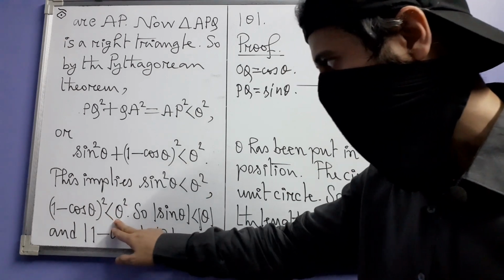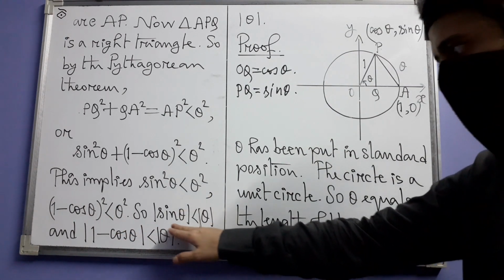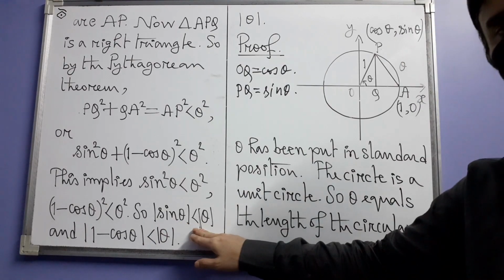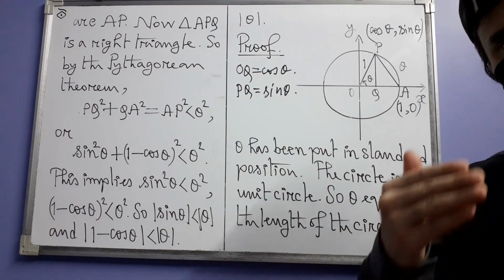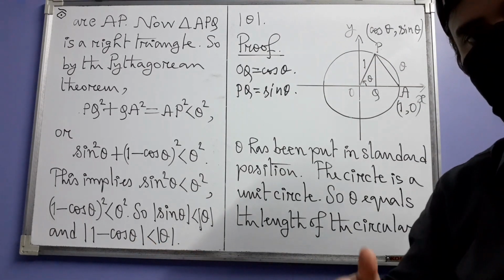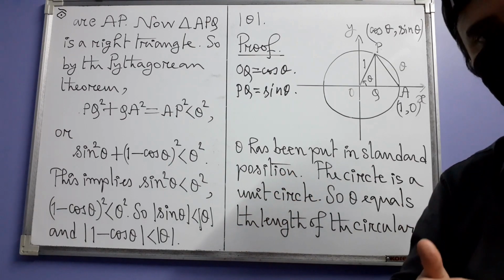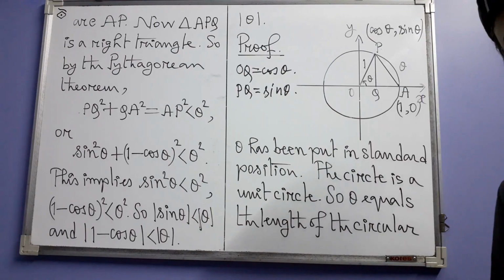Accordingly, from this second inequality also you have this. Now you can see that in place of this inequality you can write minus mod theta less than sin theta less than mod theta, and in place of this second one you can write minus mod theta less than 1 minus cos theta less than mod theta. So that is the proof.